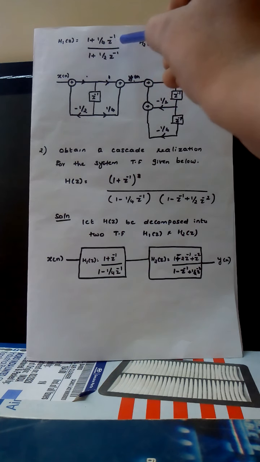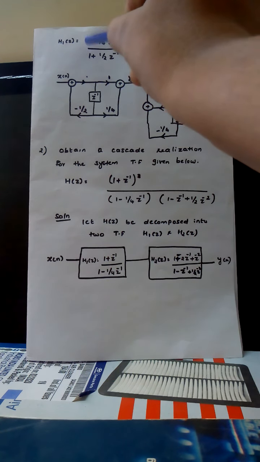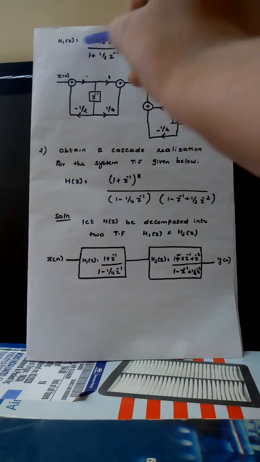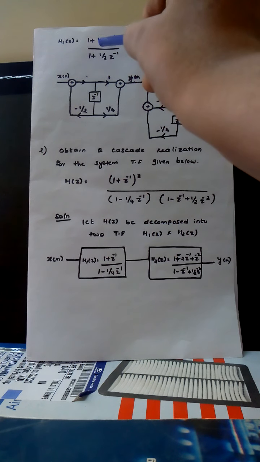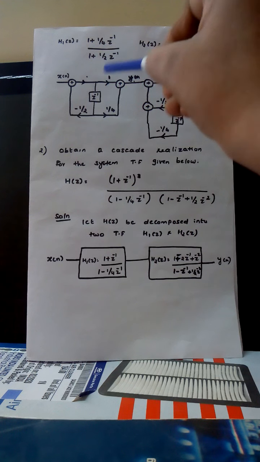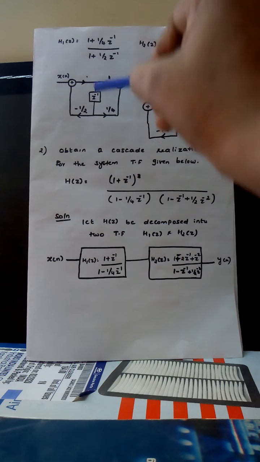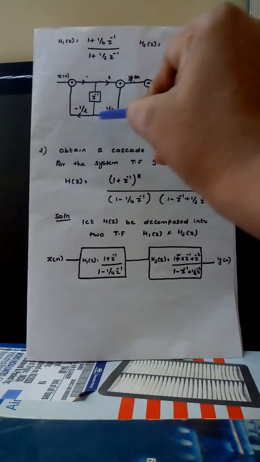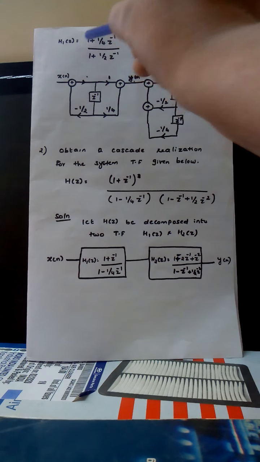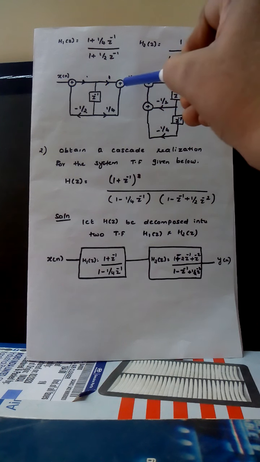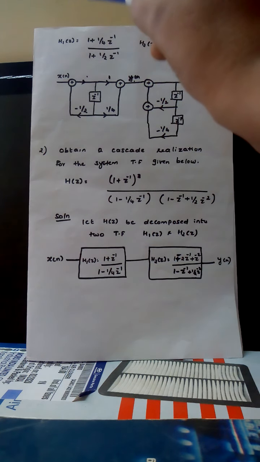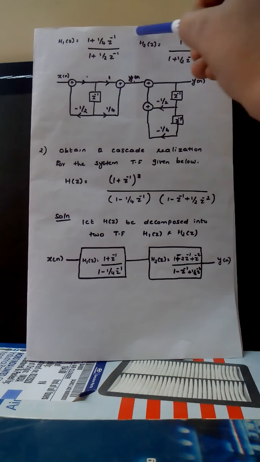Similarly, coming to the numerator term, we again have 1 plus 1 by 4 into z to the power of minus 1. If you are multiplying, we'll get the term x of n plus 1 by 4 into x of n minus 1, correct? Here again we need one shifting operator, already it is there. So it is multiplied with 1 by 4. And again here we have a 1. If you are adding here, we'll get the output here. So this is the direct form 2 for the first subsystem.